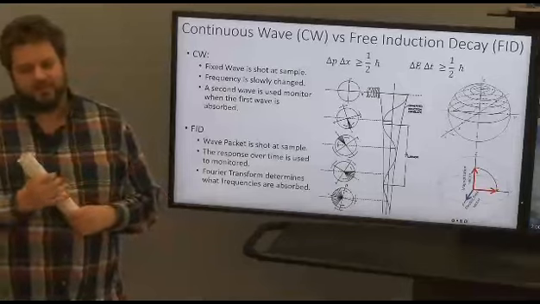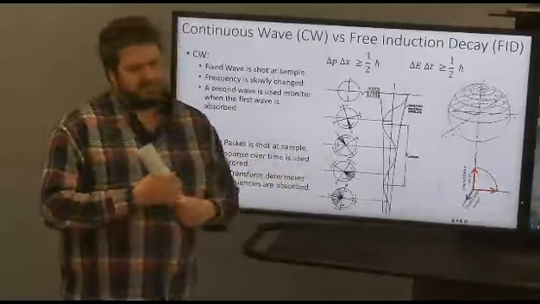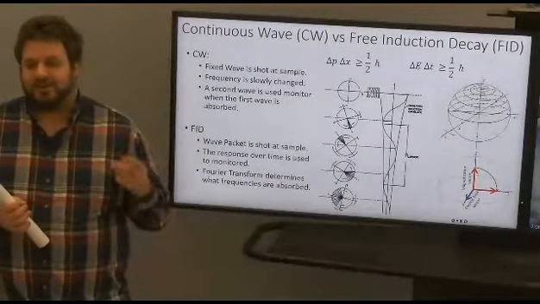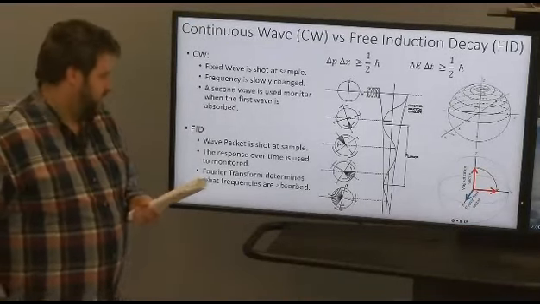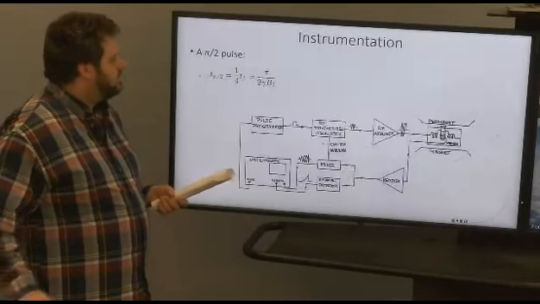And so even though the signal to noise ratio in this method is worse, because it's quick, they can do lots and lots and lots of runs and then average them.